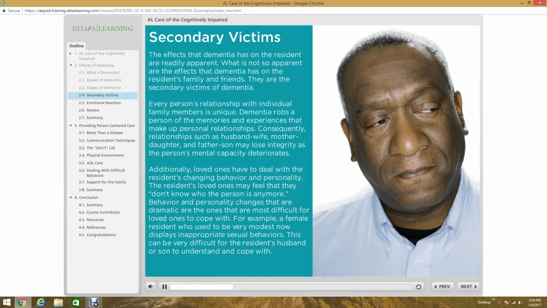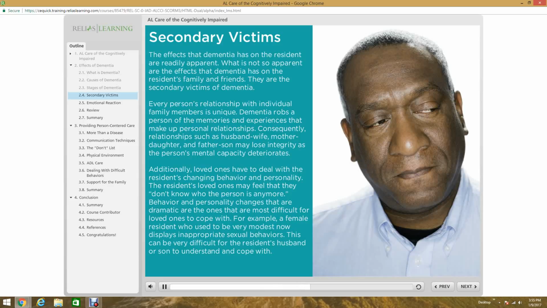Every person's relationship with individual family members is unique. Dementia robs a person of the memories and experiences that make up personal relationships. Consequently, relationships such as husband-wife, mother-daughter, and father-son may lose integrity as the person's mental capacity deteriorates.